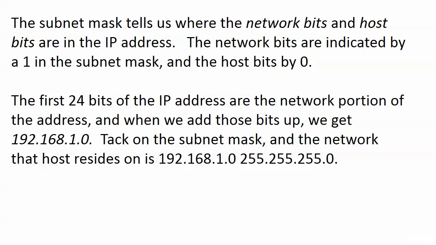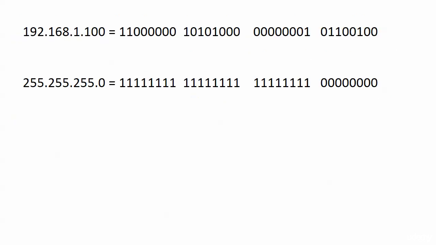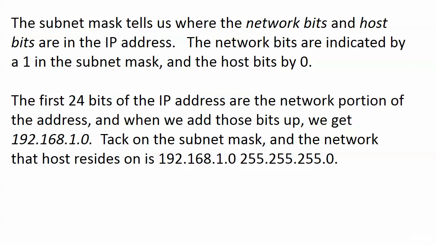Now the first 24 bits of this particular IP address are the network portion of the address. And when we add those bits up, we get 192.168.10. We can really do that without adding them back up because the line here is so clear-cut as to where the subnet mask ends. So we could pretty much look at that and say, okay, 192.168.10, that is the network portion of the address, and you would just go ahead and put a 0 for that fourth octet. When you tack on the subnet mask, the network that host resides on is 192.168.10.0, 255.255.255.0.